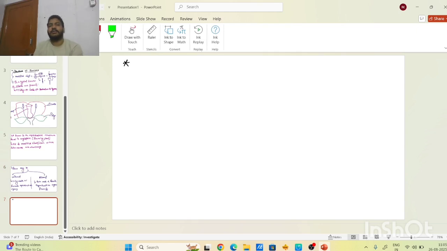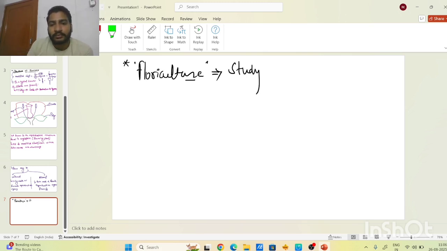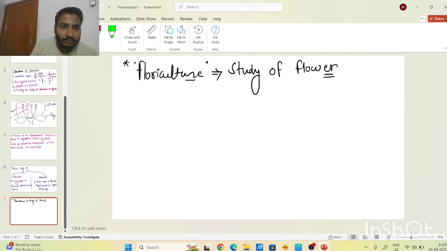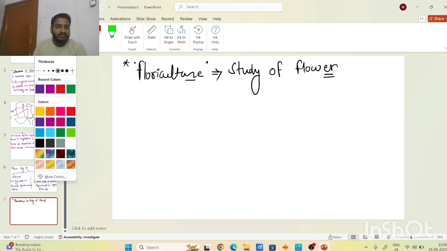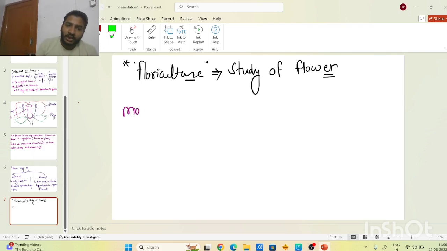In the NCERT, one word was given, floriculture. What does floriculture mean? Floriculture basically means the study of flowers. Okay. Now we are moving on to the morphological parts of a flower.